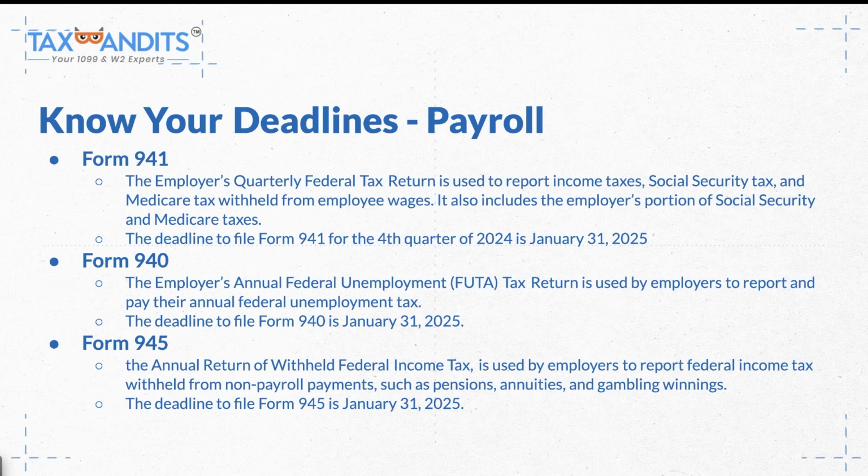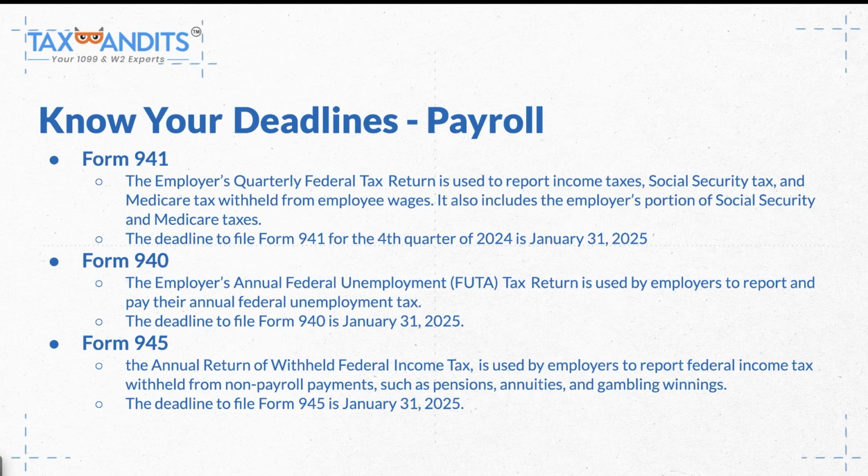Another big form in January is the 94X series forms. So we'll start with the 941. This is the employer's quarterly federal tax return, and it's used to report income taxes, Social Security taxes, and Medicare tax withheld from employee wages. It also includes the employer's portion of Social Security and Medicare taxes. The deadline to file Form 941 for the fourth quarter of 2024 is January 31st of 2025.